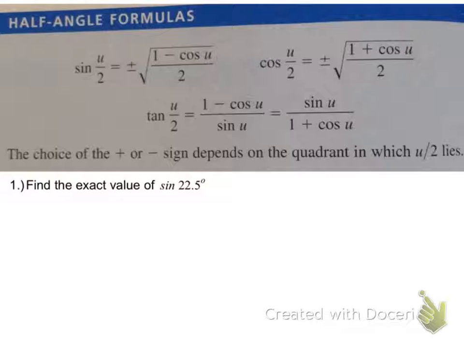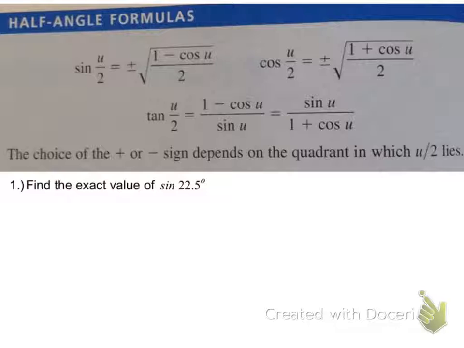So, example number 1. There's only two, guys. Example 1, I want you to find the exact value of sine of 22.5. First of all, is 22.5 on your unit circle? No. So therefore, you start to think, wait, is 22.5 twice of an angle? If I cut 22.5 in half, I get 11.25. Is that one on there? No, it's not. So it's not a double angle. So I can't make it 2 times something.